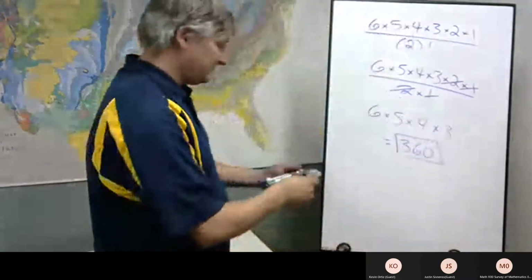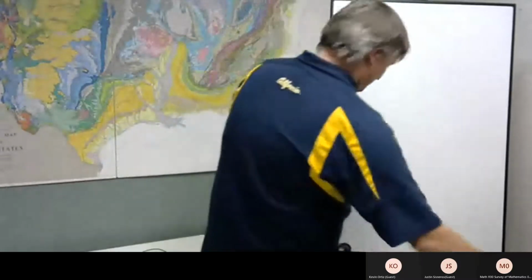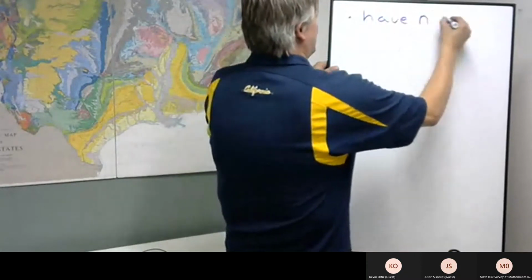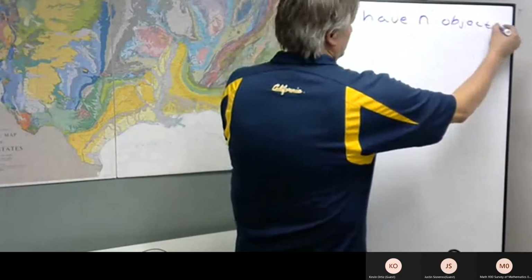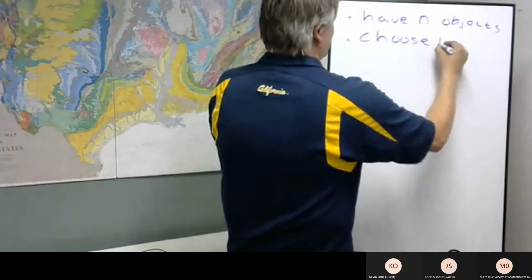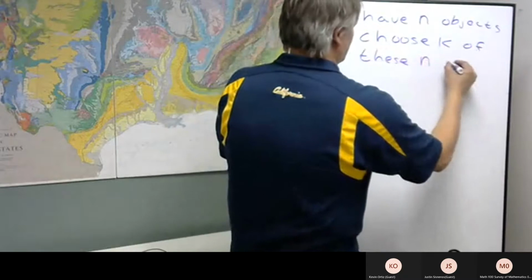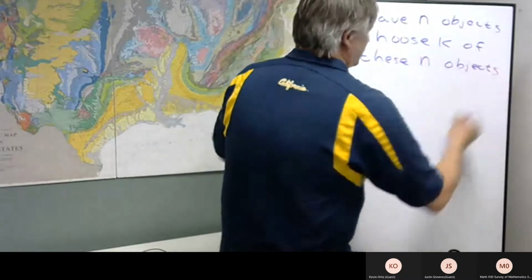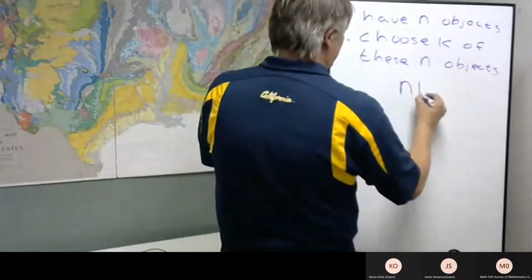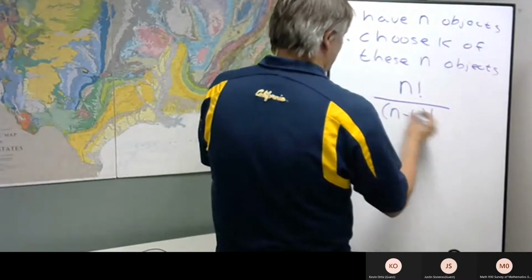So how are we coming up with this? The pattern we saw was this. If we have n objects, it could be people too, and we're going to choose k, the number of permutations is this: n factorial divided by n minus k factorial.